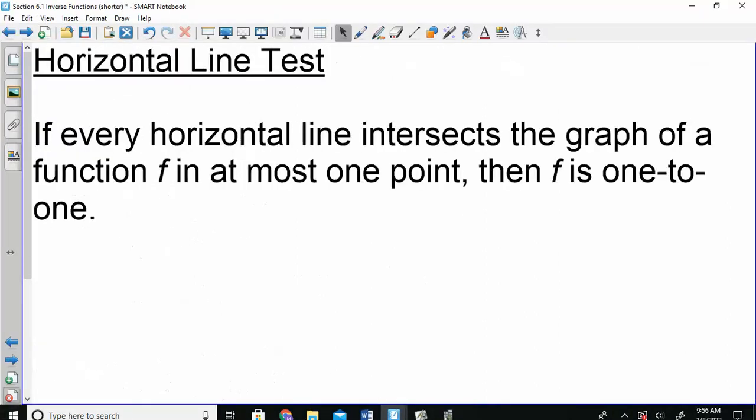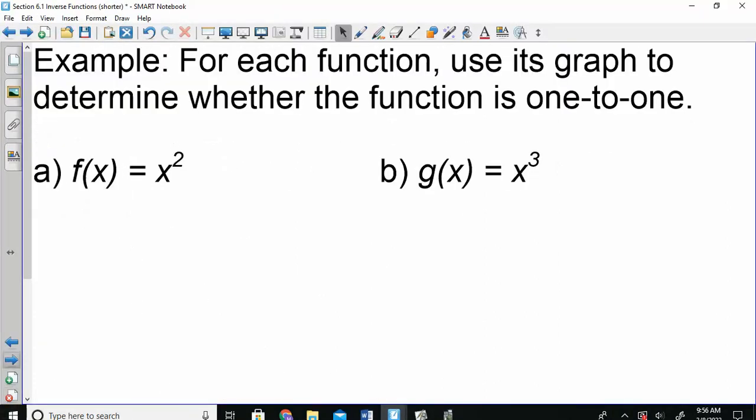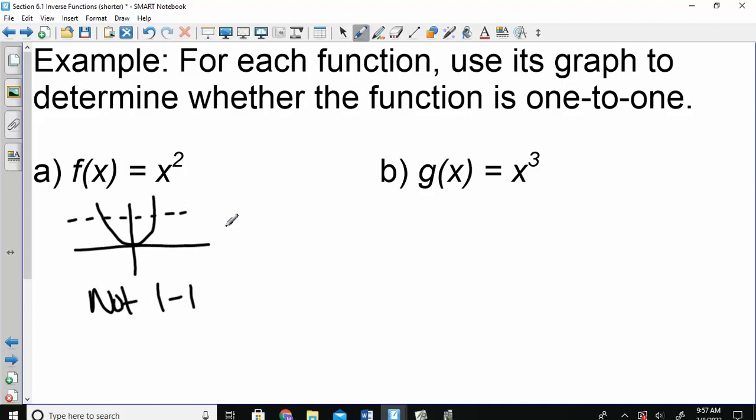I put a couple on here that I would like you guys just take a second and decide on your own. You can use the graph, decide if each of those are 1 to 1 or not. Unless the graph goes x squared. I know that's just a parabola. Is that 1 to 1? No. There's lots of places you can draw a horizontal line that hit them multiple times.